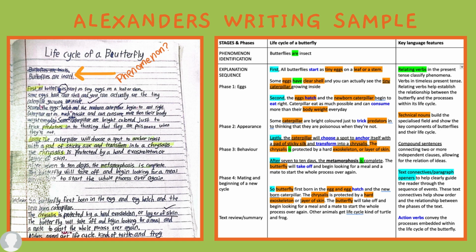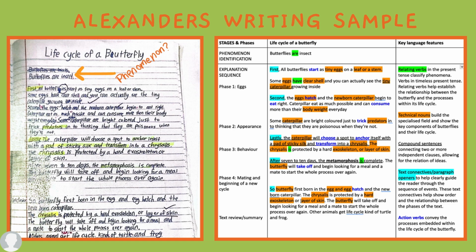Alexander needs to develop control of an expert scientific tenor. He has included several simple sentences with the occasional compound sentence. Alexander combines ideas by using the conjunction "and." For example, "the butterfly will take off and begin looking for a meal and a mate to start the whole process again." This places his writing more towards the spoken mode, as it is more speech-like and not formally constructed. In future, Alexander needs to incorporate more pronouns as referring words to track the phenomena instead of repeating the nouns. This would add further cohesion and sophistication to the explanation.